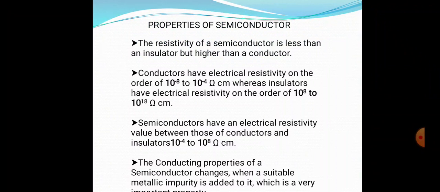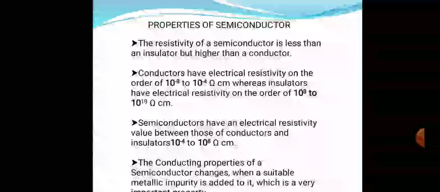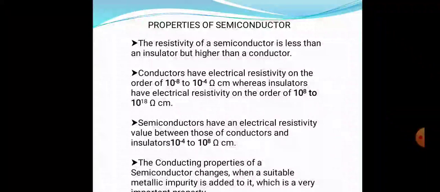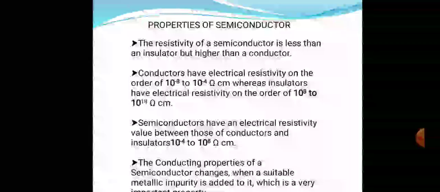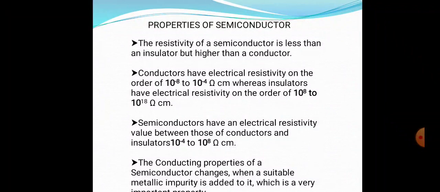Some important properties are for your knowledge. The resistivity of a semiconductor is less than an insulator but higher than a conductor. The resistivity means the opposition force given by the material to the flow of electrons. It is very high for insulator, very small for conductor, whereas for semiconductor it is in between the conductor and the insulator.